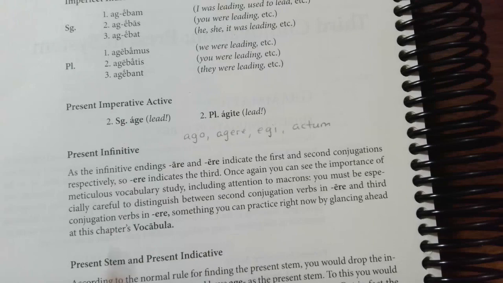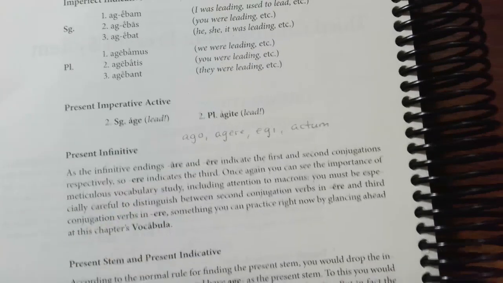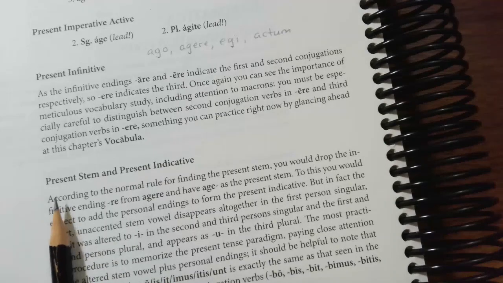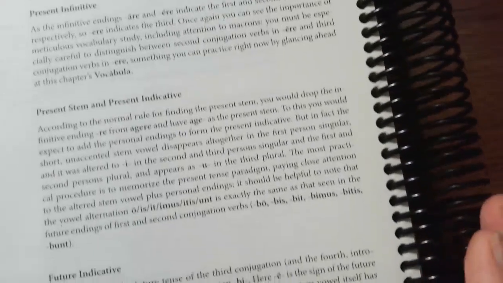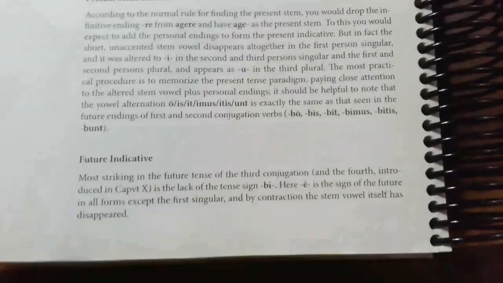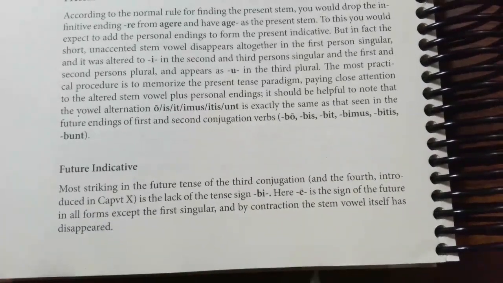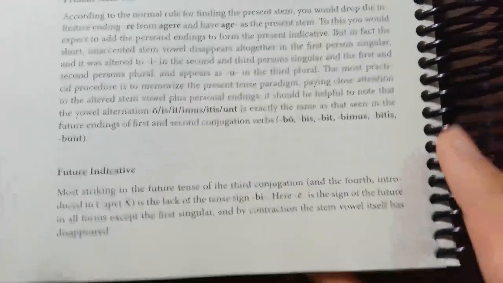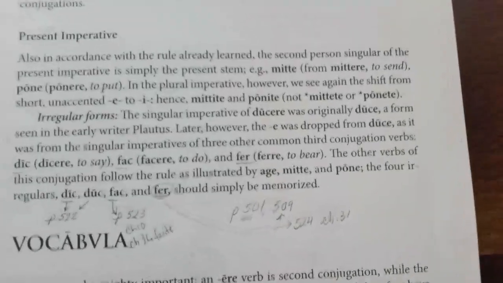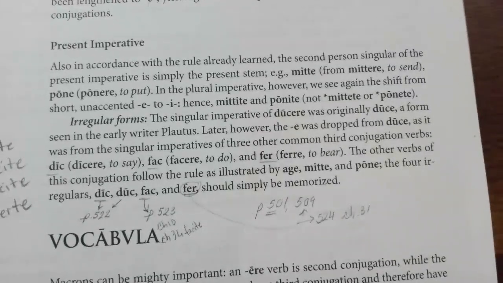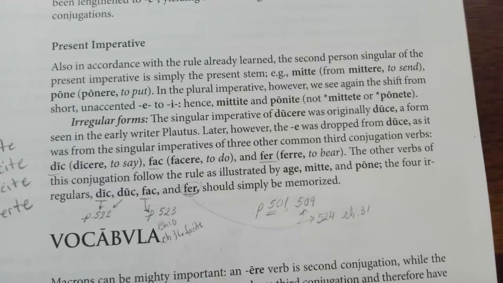Let's see here. Present infinitive. We just talked about that. And then present stem, present indicative. We talked about that. And then future indicative here, the b versus the a. We talked about that. But read through all that. It's a good review, and it's nice to have it spelled out, like I said. Imperfect indicative active. We talked about that. All right, so in this paragraph here, there are four irregularities when it comes to the imperative.